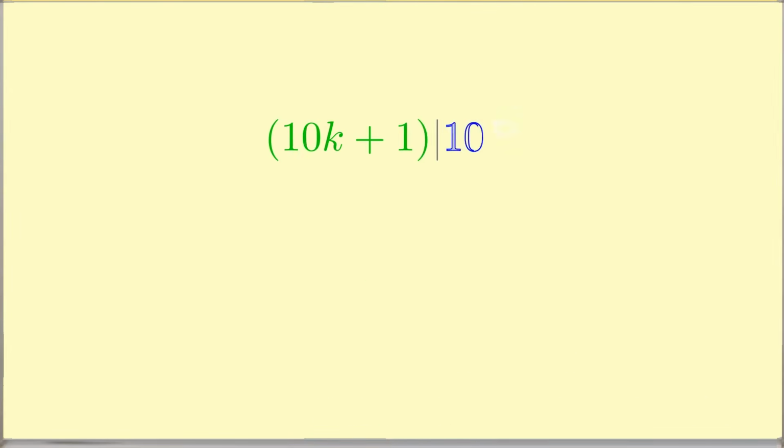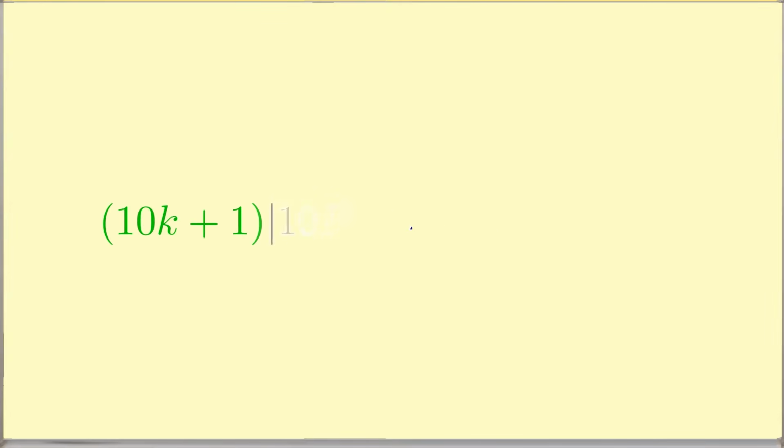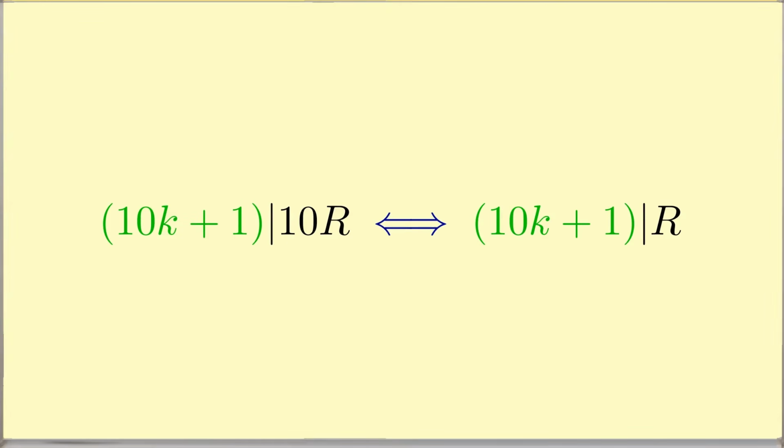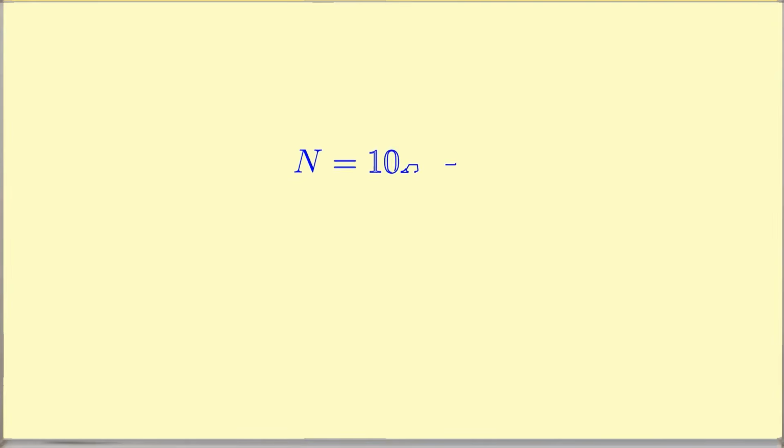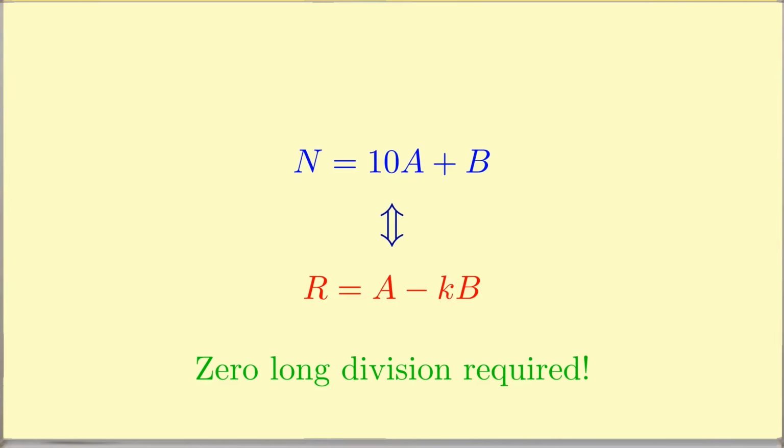According to Euclid's lemma, if a number divides a product 10 times r, and it shares no common factors with 10, it must divide the other part, r. The 10 contributes absolutely nothing to the divisibility by 10k plus 1. That means 10k plus 1 divides 10r if and only if 10k plus 1 divides r. The two conditions are mathematically equivalent in both directions. Checking the tiny whittled down result, r equals a minus k times b, gives you the exact same mathematical truth as testing the massive number n, with zero long division required.